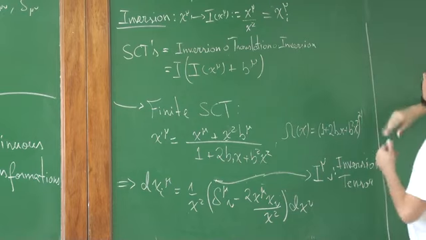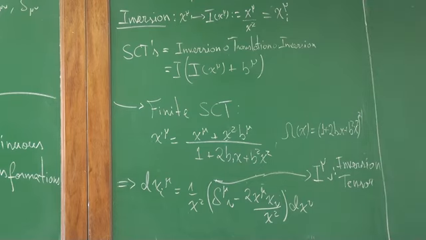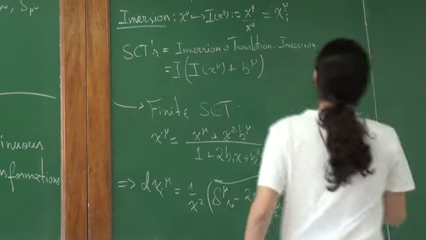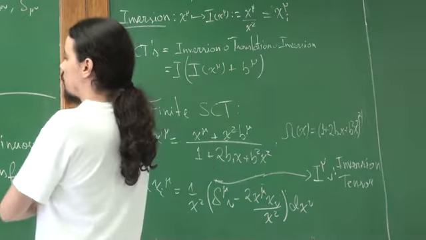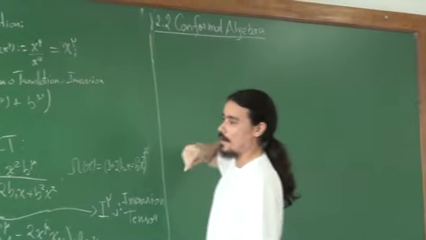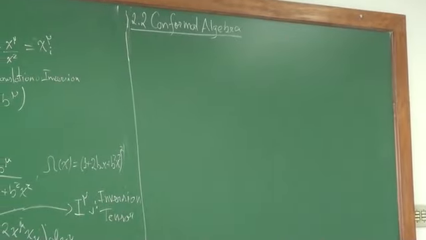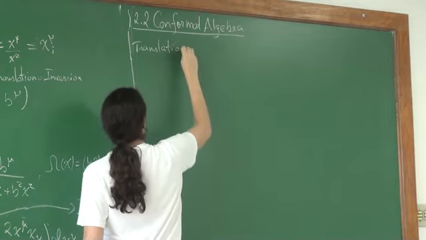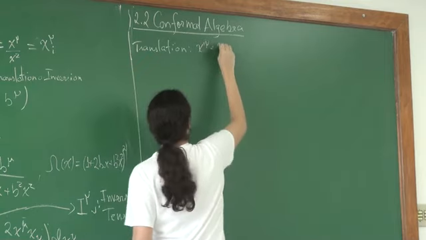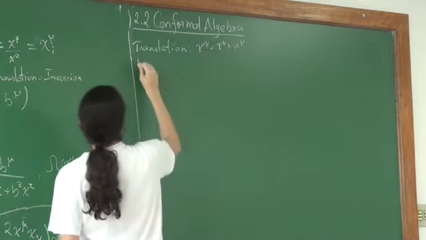Okay, so let's start. The first thing, I'll call this 2.2, the conformal algebra. Now, this can be seen as a part of the review, but I'll write the infinitesimal versions of all these transformations again. And for the translation, we had the rotations.